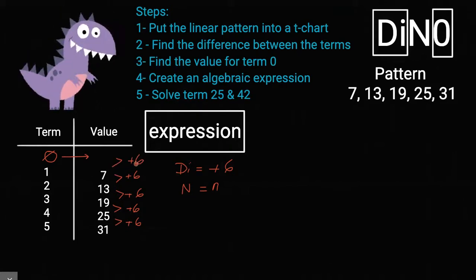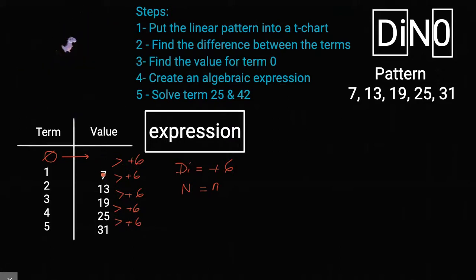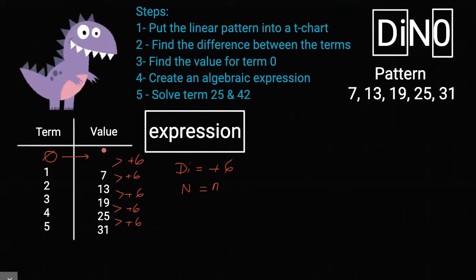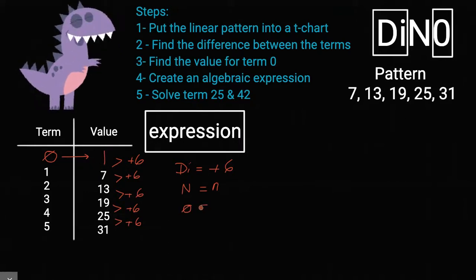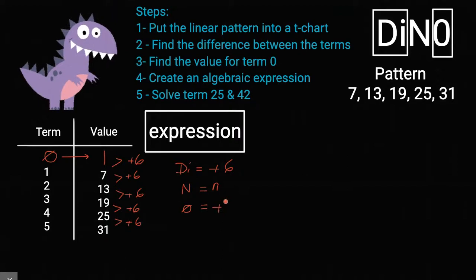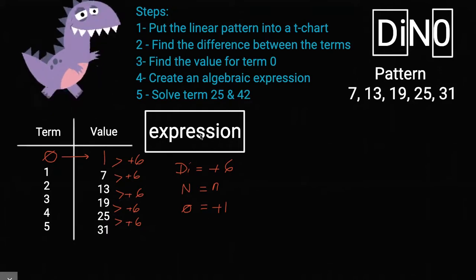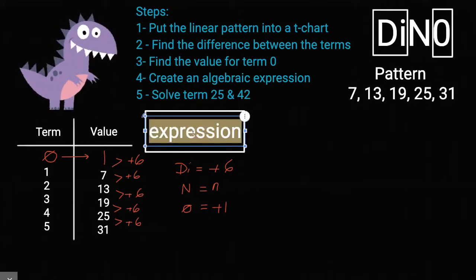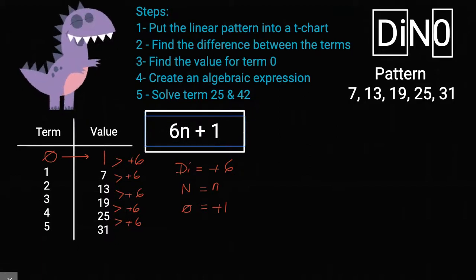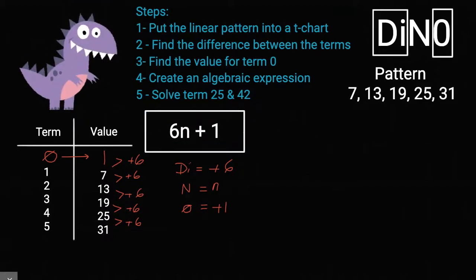So I could ask myself 2 different questions. Well, something plus 6 is 7, or 7 minus 6 is something, and that something is 1. And we know that that 1 is positive because we do not have a negative sign next to it. Awesome. Our next step is create an algebraic expression. We're using all the information that we have to say, well, 6n plus 1 is my algebraic expression. I am now solving for term 25 and term 42.